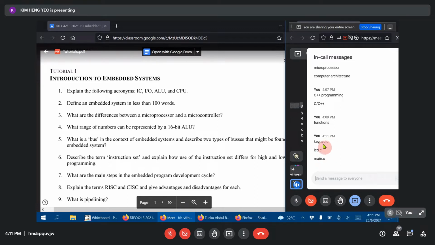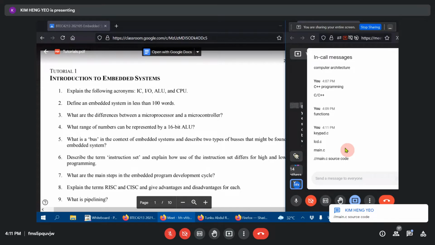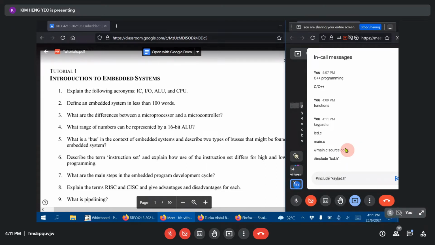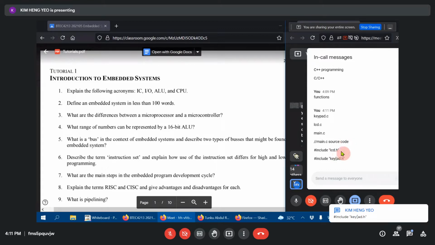So how does the main function link to these two files? In your main.c source code, when you write your program, you will write at the top hash include lcd.h and hash include keypad.h. So you include these two header files, and they will link your main.c to these other source files. Right, so it's just a collection of functions.